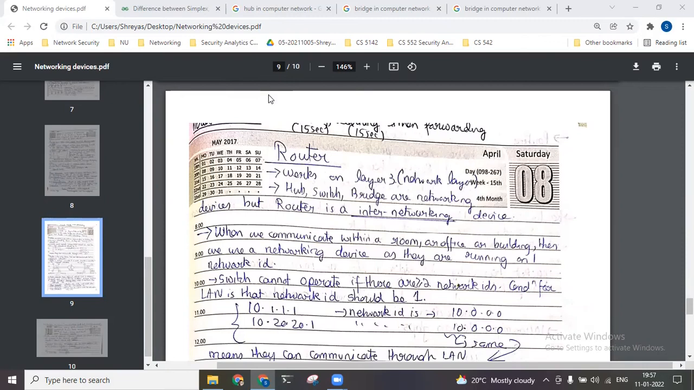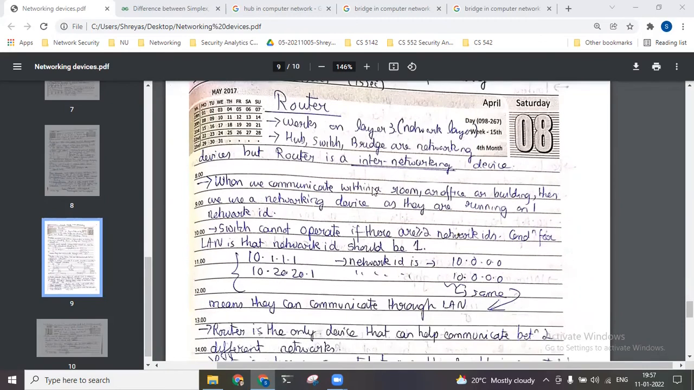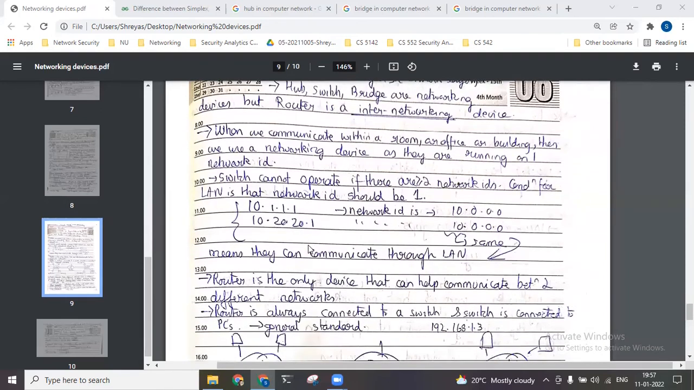But a router is used to communicate between 2 different networks. So it is an inter-networking device. When we communicate, for example, within a room, office, or building, then we use a networking device, which is basically a switch, bridge, or hub, as we saw, as they run on one single network. So they have only one network ID. In their IP address, the network ID will be constant, but they will not be able to operate if there are 2 different network IDs. And that is definitely so, because the condition for having a LAN is that the network ID should be unique. So suppose we take this example.